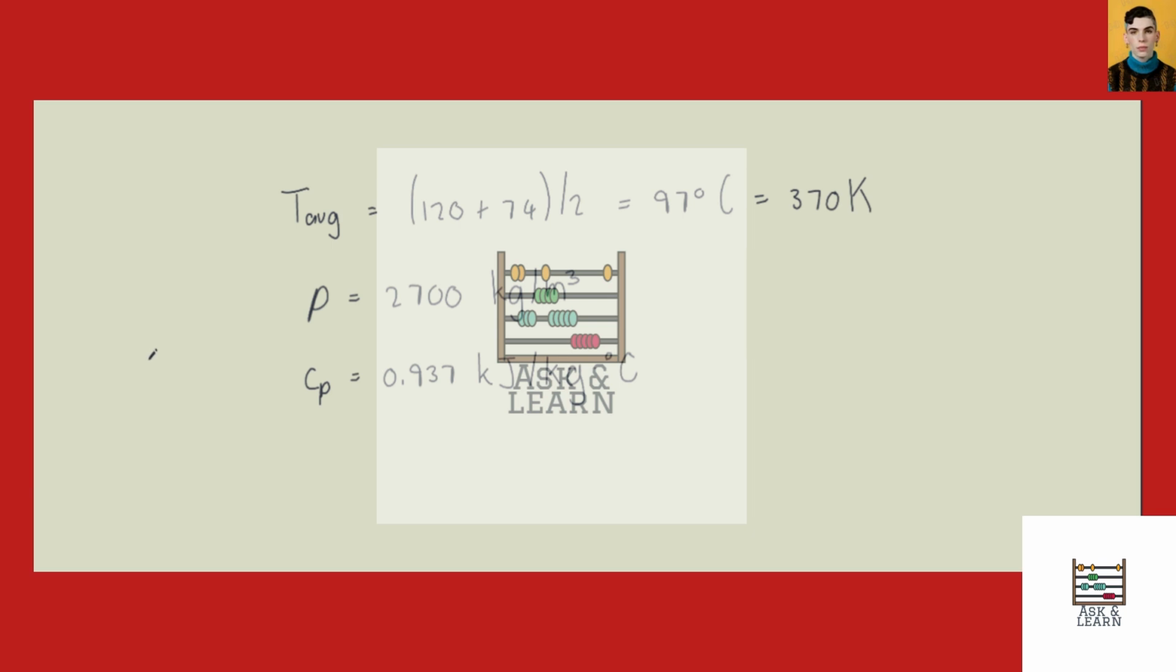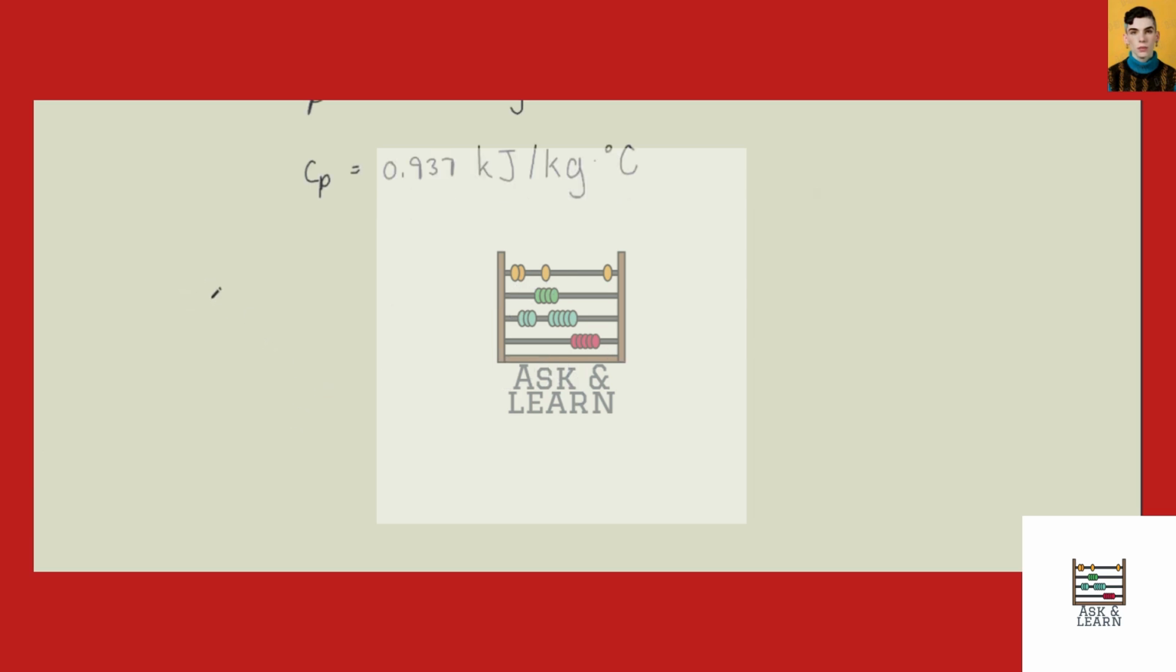Now, the properties of the aluminium balls are at the average temperature, which is the temperature at the middle of the initial and final temperatures, which is 370 Kelvin. We have the density of the aluminium balls to be 2,700 kg per cubic meter, and the specific heat, C, to be 0.937 kilojoule per kg degree Celsius. Now we'll take a single ball as the system.